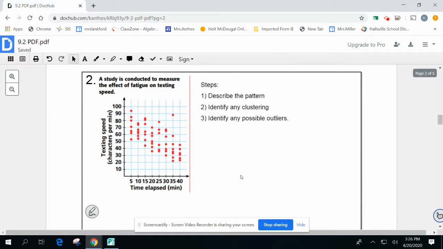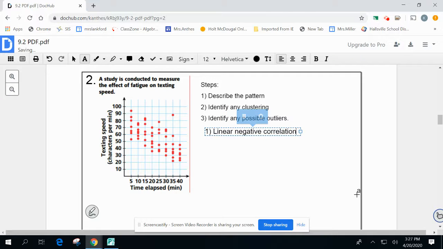We're going to do the same thing on number two: describe the pattern and identify the clustering. This definitely looks like it could create a straight line, so we're going to call this linear, and it is going in a negative direction. So linear negative correlation is what I would call this.